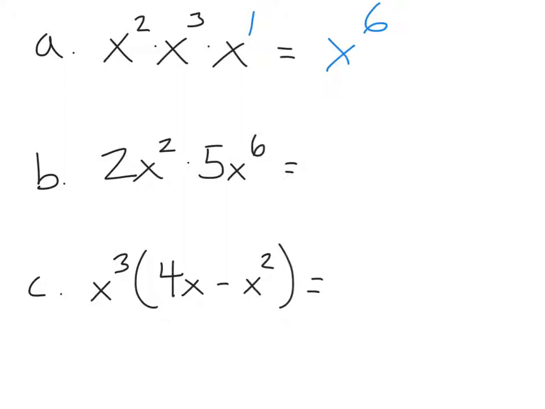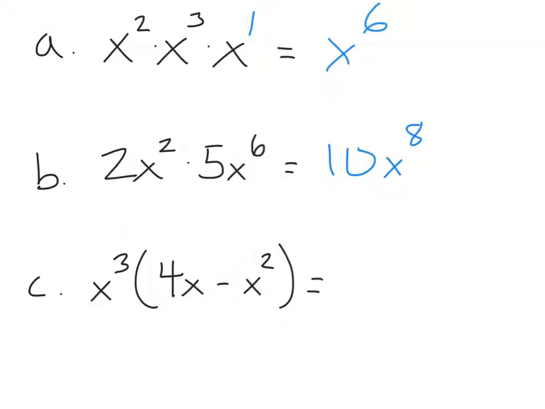Same idea down here, except we have some numbers as well. So all we're going to do is treat our numbers normally, 2 times 5, and then we'll use that product rule on our x's. So 2 times 5 is 10. For our x's, remember we add the powers. 6 plus 2 gives us 8. So there's our answer.